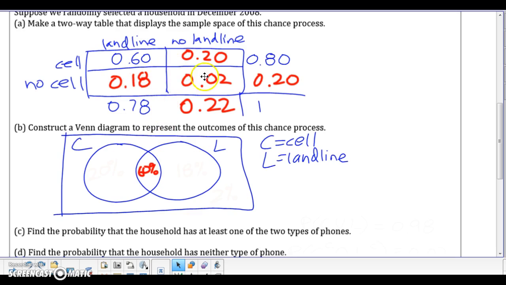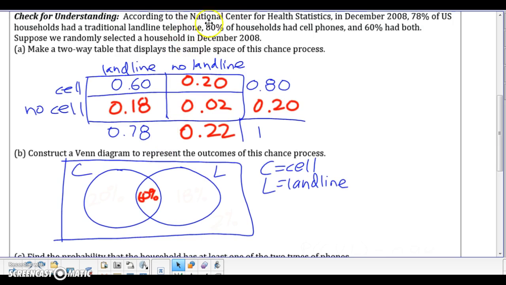Again, if you didn't start with the table and you started with just the numbers, you'd want to start from the inside, which is your 60%, and then work backwards. So 60% here, 78% for this entire circle. You can figure out what must be there. Sorry, that was 78% for the landline and 80% for the cell, and then of course we have our 2% that are neither. So again, these same four numbers, just in Venn diagram format.